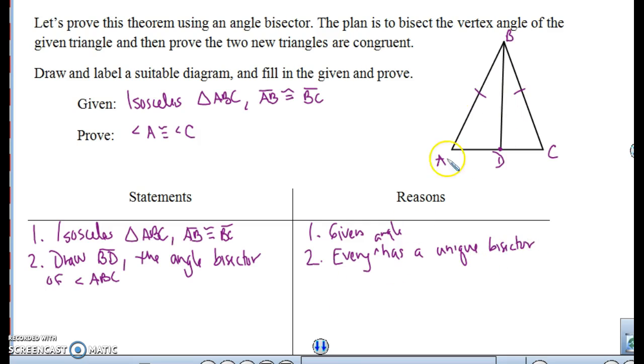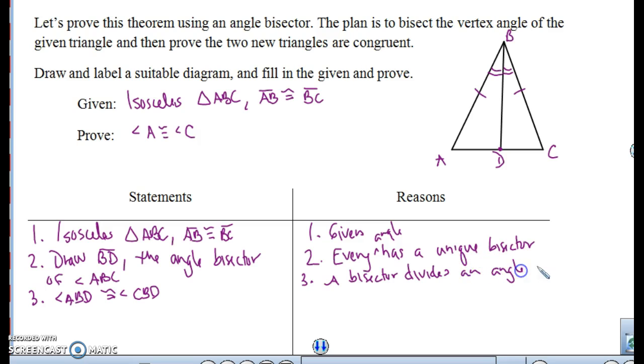All right, so if I know that BD is the bisector of angle ABC, what do I know is true? Well, I know that angle ABD is congruent to angle CBD. Because a bisector divides a segment into two congruent segments, or divides an angle, excuse me, into two congruent angles. So I know those two angles are congruent.